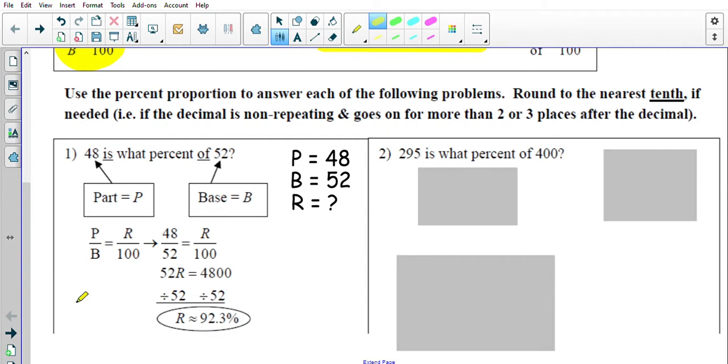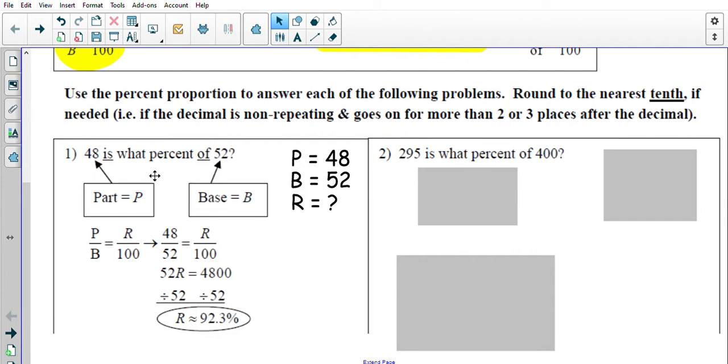It says 48 is what percent of 52? So R is my unknown, my percent is my unknown. Neither of those numbers has a percent after them, so neither of them is a percent. The base is 52 because it says what percent of 52, meaning like out of. Your base is your total. So 52 is your base. By the way, your base is typically closest to the word of in these questions, so I'll repeat that a lot. And that means that 48 has to be the part.